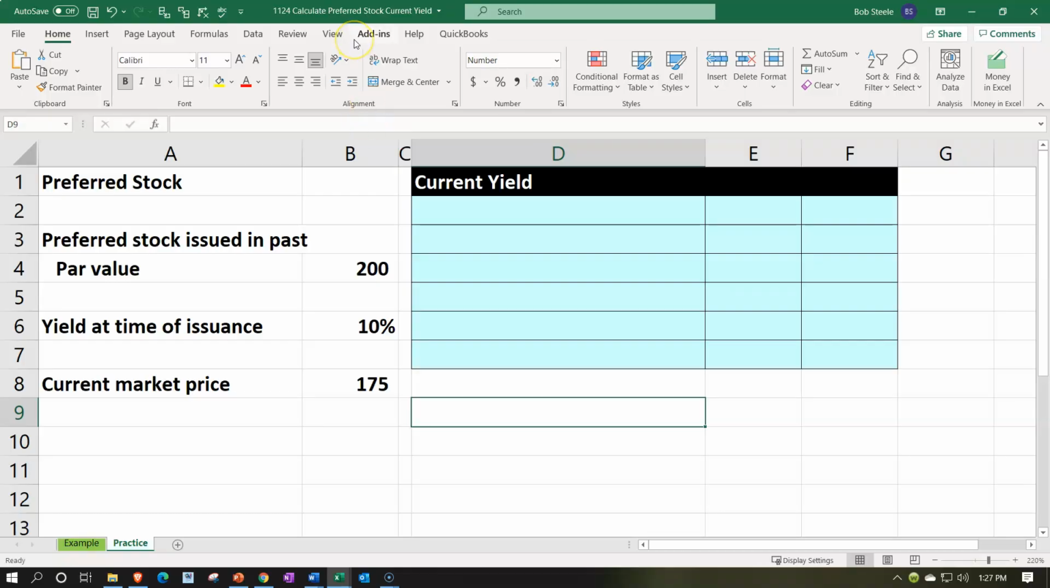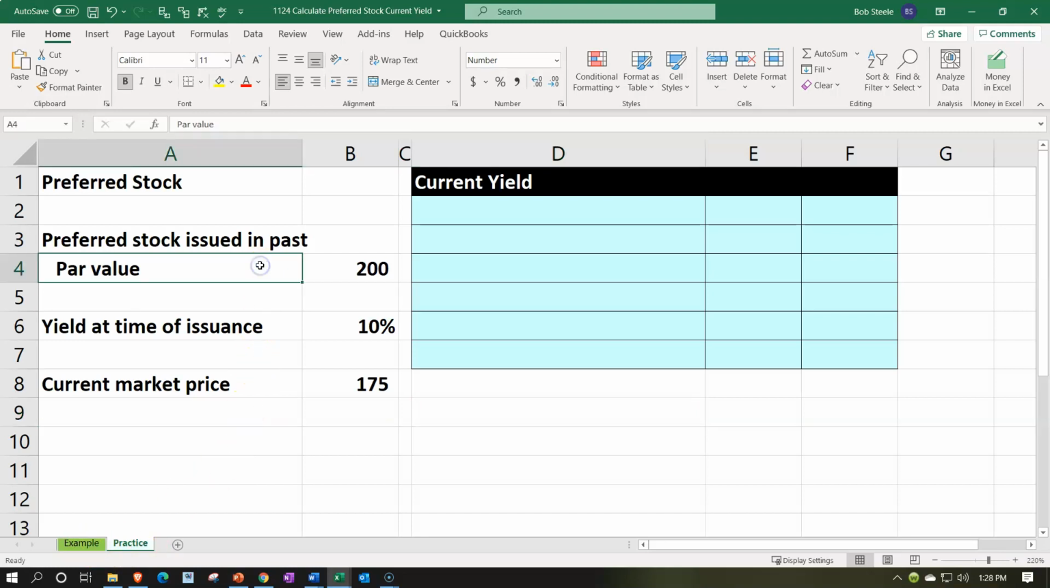Here we are in our Excel worksheet. If you have access to the Excel worksheet and would like to follow along, note that we are in the practice tab as opposed to the example tab, the example tab in essence being an answer key. We have the information on the left-hand side. We'll use that to populate the blue area on the right-hand side.